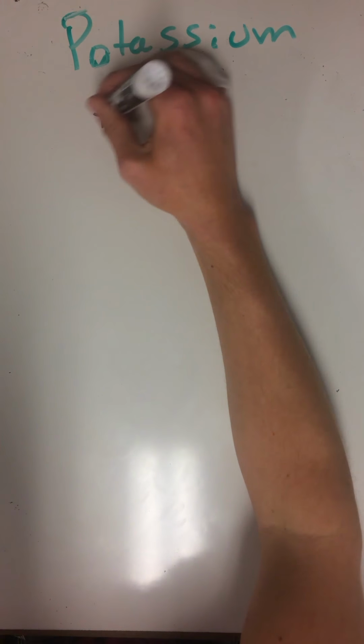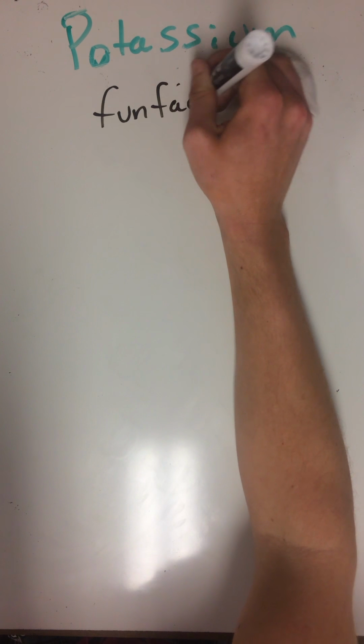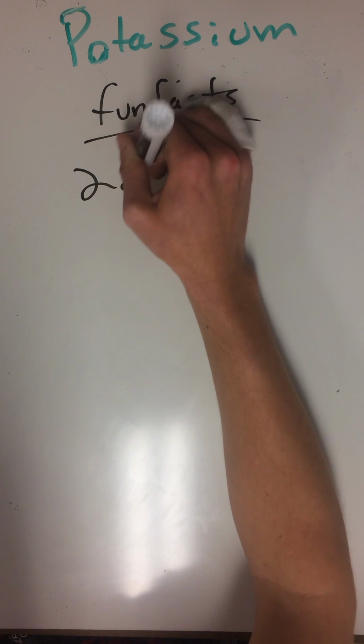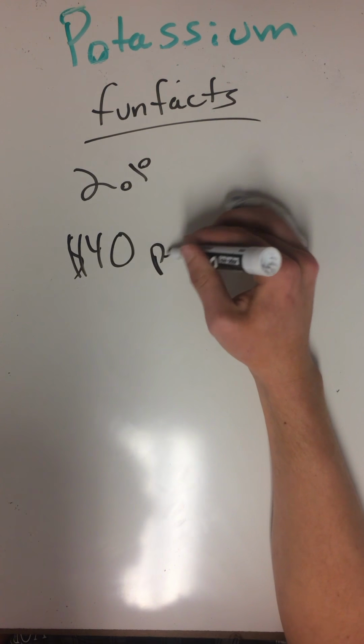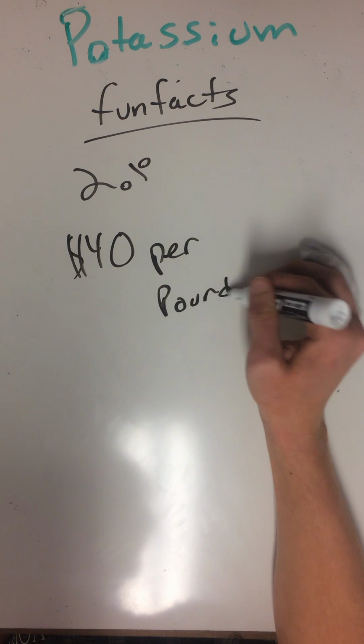Here are some fun facts about potassium. Potassium makes up 2% of the earth, and if you were to buy potassium today, it's $40 per pound, which is crazy expensive.